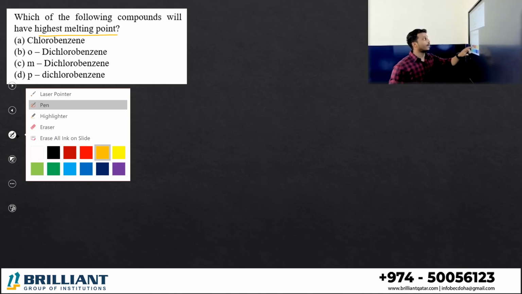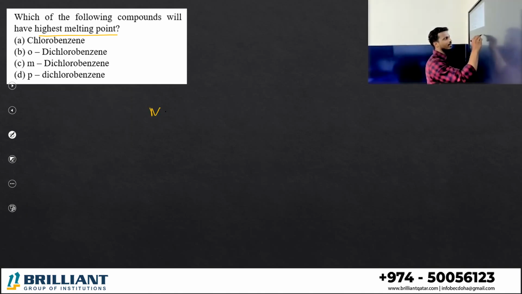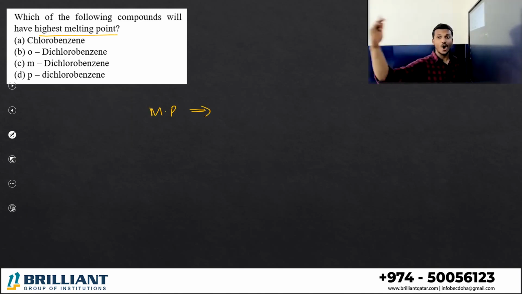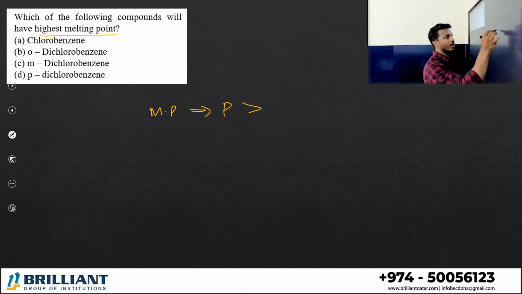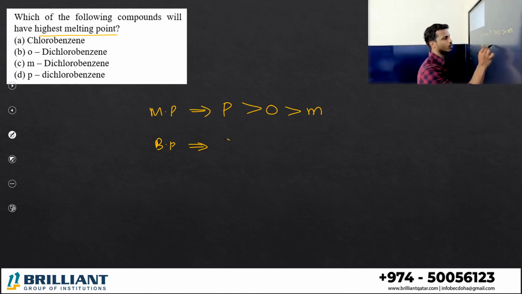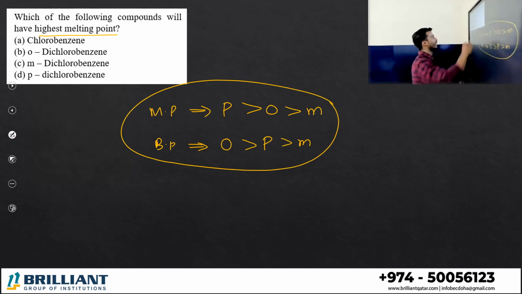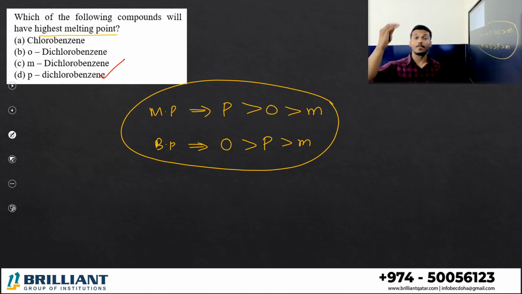Among ortho, meta, para, I told you what is the order of melting and boiling point. Do you remember? Melting point order, what do you have to remember? POM. P greater than O greater than M. Para greater, ortho greater, meta. And in boiling point, what did I tell you to do? Melting point, POM. Boiling point, just interchange the first two. Ortho, para, meta. This is the order. So which one has the highest melting point? That is para. Para products have greater symmetry. They will occupy the crystal lattice very tightly. Therefore, they have a high melting point.